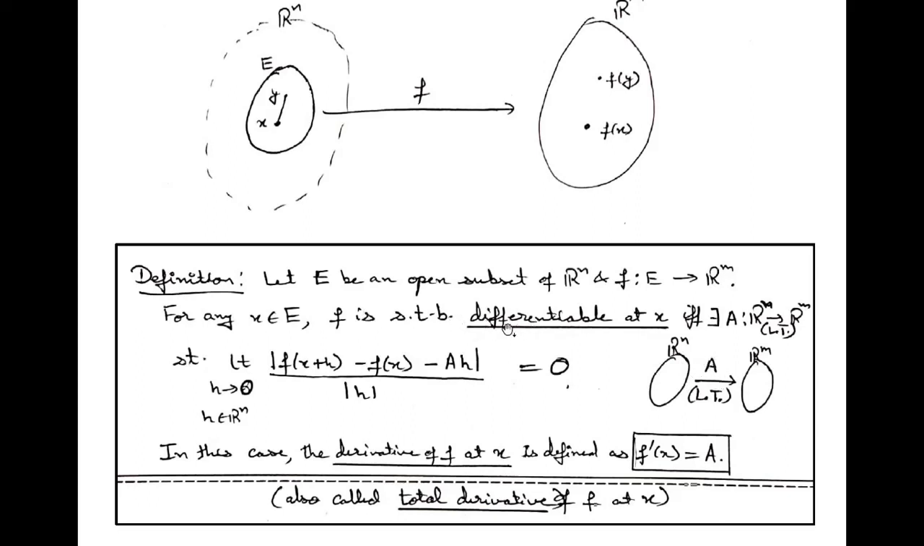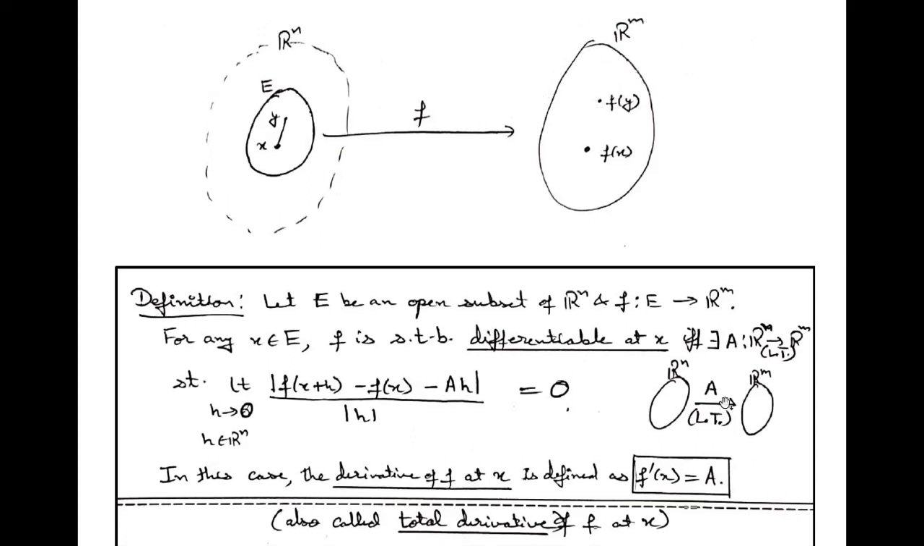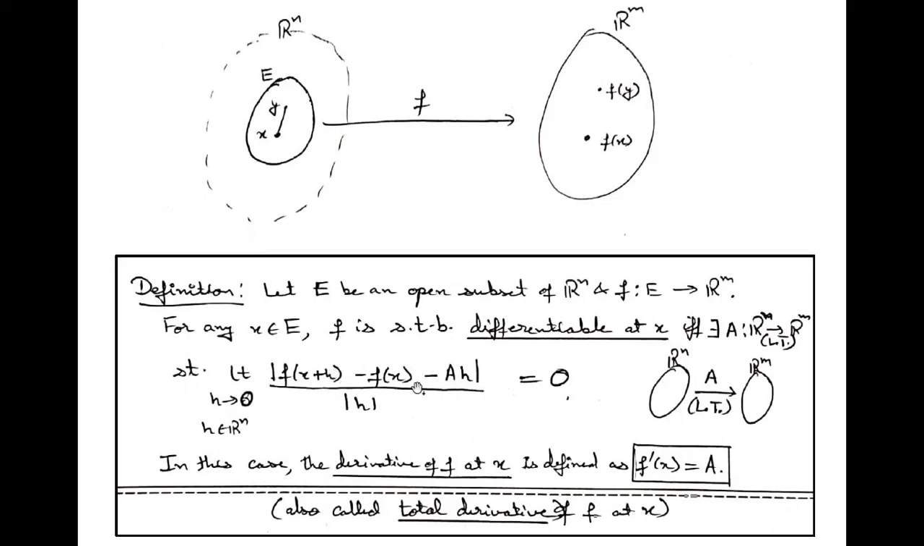So a function f is differentiable at point x if there exists a linear transformation from Rn to Rm. What is Rn here? E was the domain of function f, so its universal set is Rn. From this Rn to its codomain Rm, there should exist a linear transformation such that this full expression is satisfied. In that case, we will say that function f is differentiable at this point x.